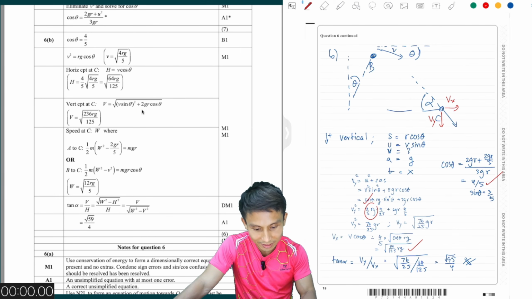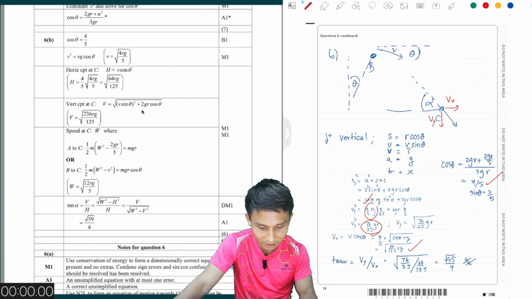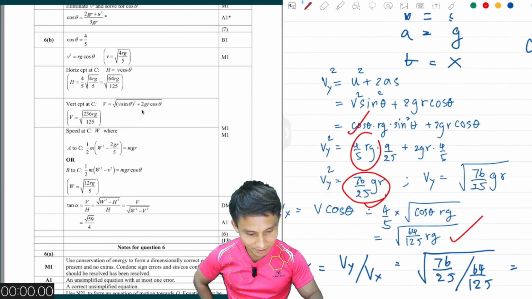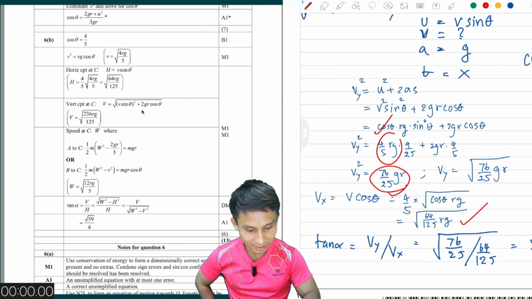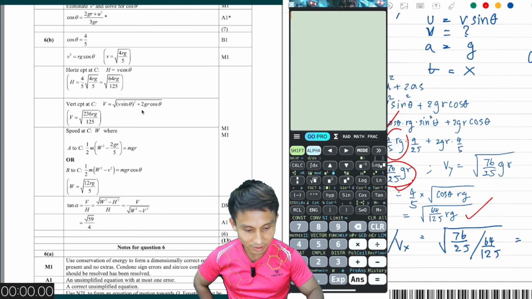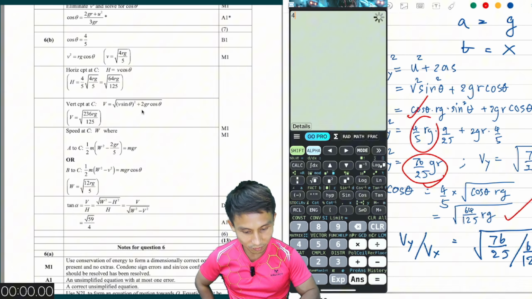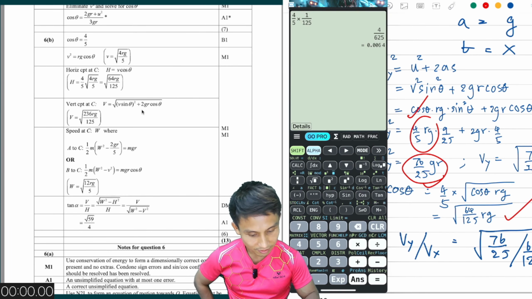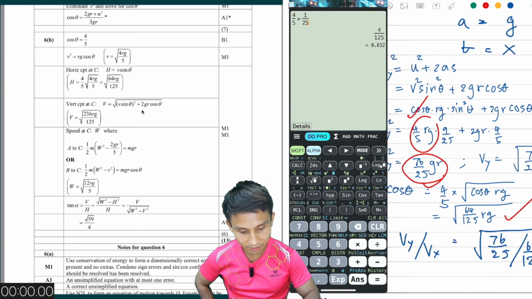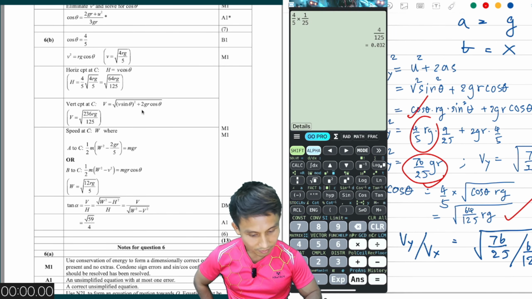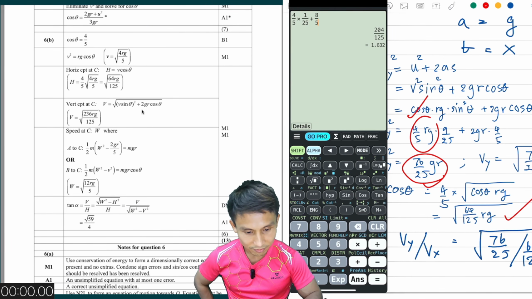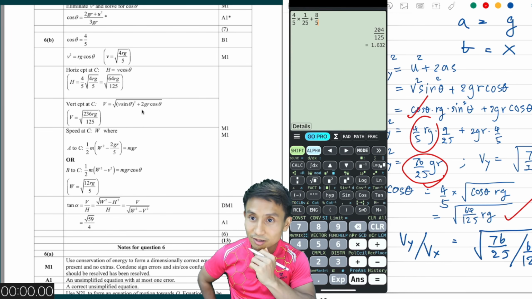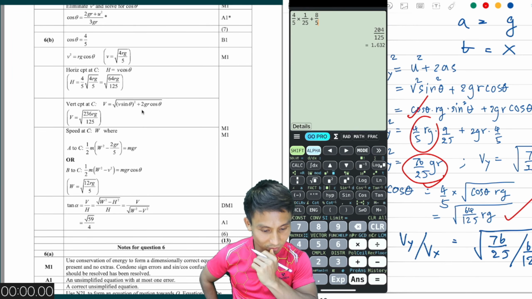So this line is wrong. So I got this wrong somehow. Is that mental math error or not? Okay, let me check that line. The Vy squared line here, yeah? So that's 4/5 times 1/125. No, 25 plus 8/5. Huh? What?